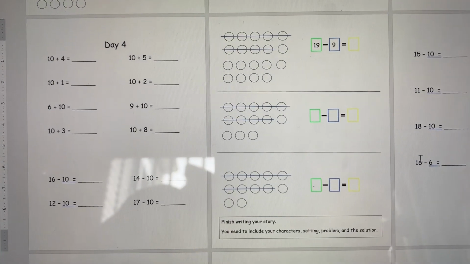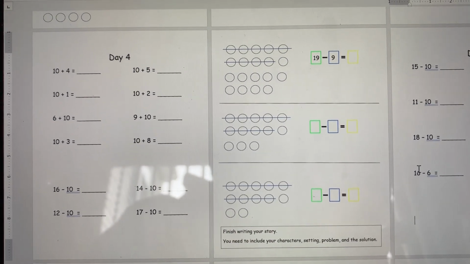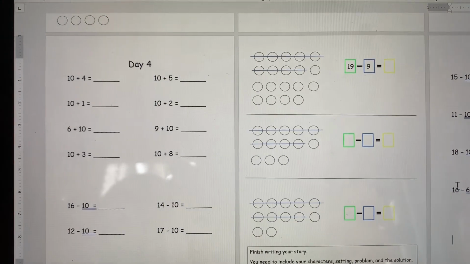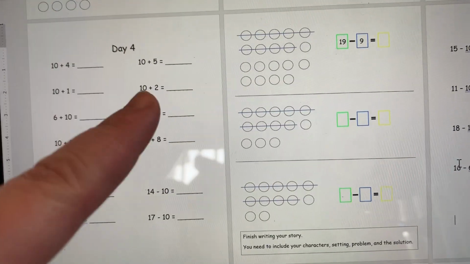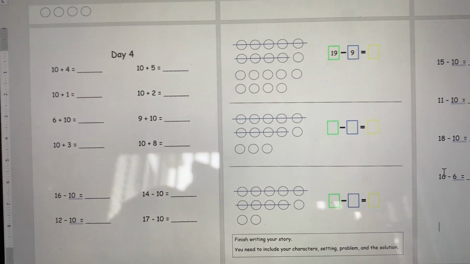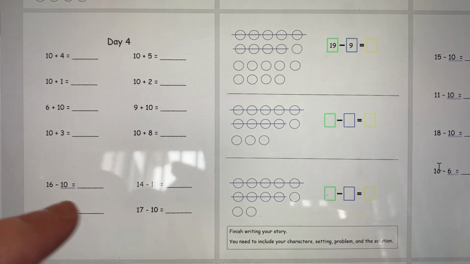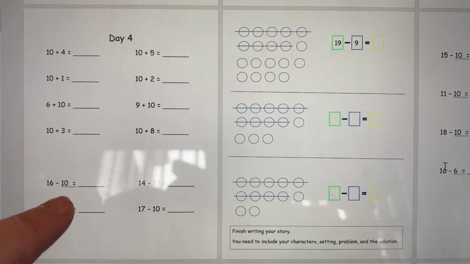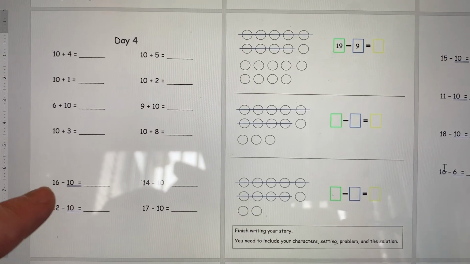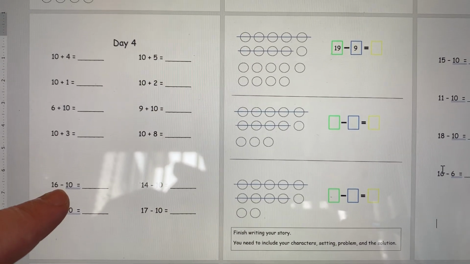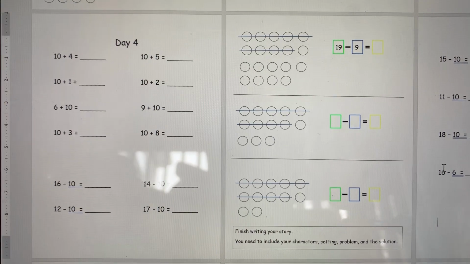Here is day 4, and I'll talk about day 5 as well today. So day 4, we had some math work like we did yesterday. We have some addition problems, and then we have some subtraction problems on the bottom. Make sure you're looking at the symbol. This one says 16 minus 10. So now you have to take away.